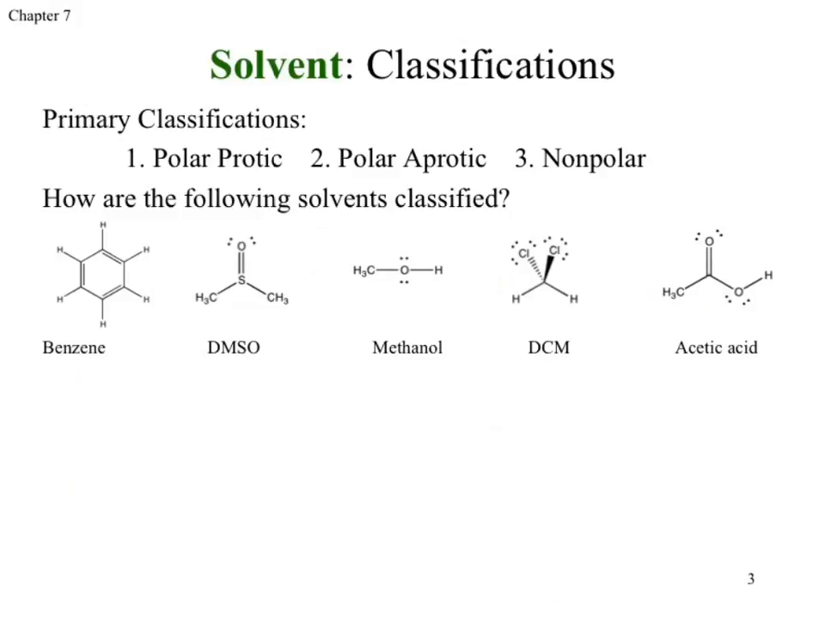I don't know. Beside the point, let's go back to our solvent classifications. How would we classify these solvents? So we've got the three primary classifications up top: polar protic, polar aprotic, and nonpolar. So spend a little bit of time, talk with each other, and get those nailed down. Hopefully you can come up with that pretty quickly.